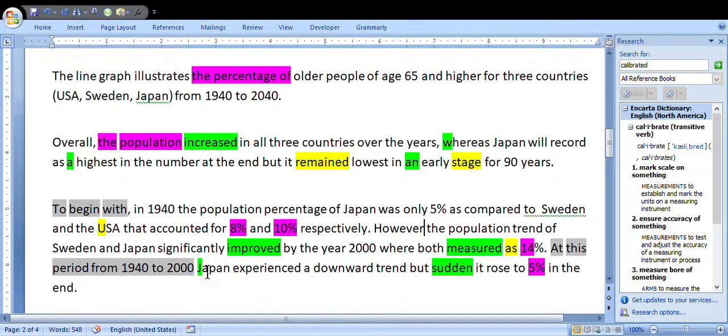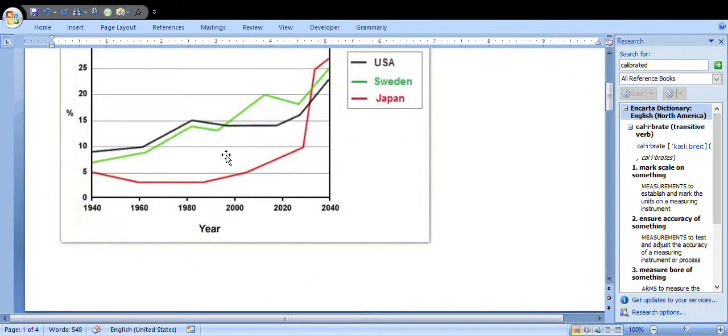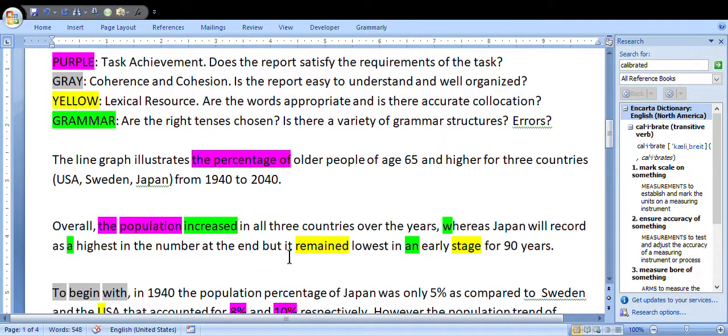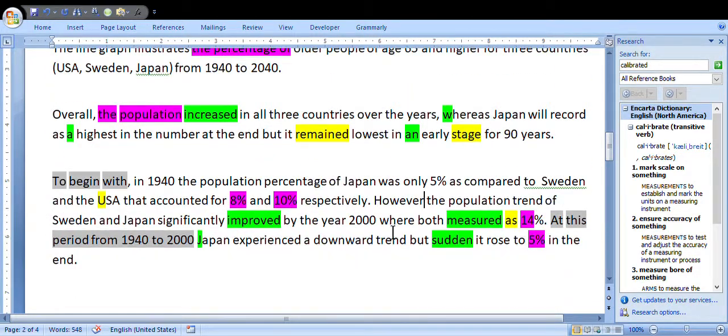However, Sweden and Japan, both were at... Oh, that's an inaccuracy. It's not Sweden and Japan at 14%. It's Sweden and the USA. Oh boy. Okay, we got the wrong country, and it didn't improve. It just went up.